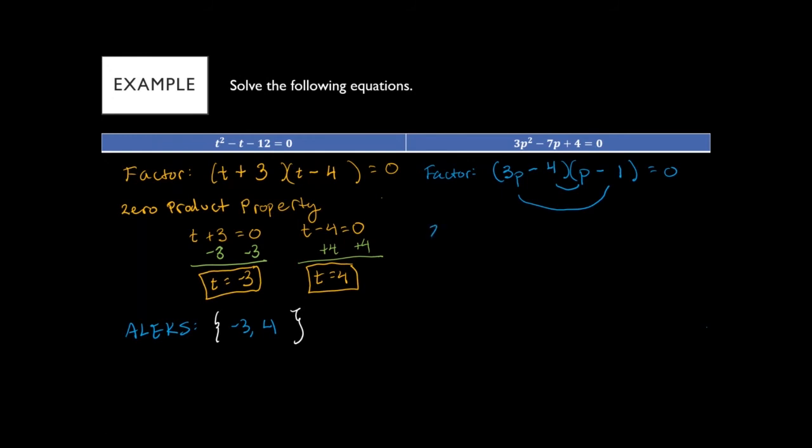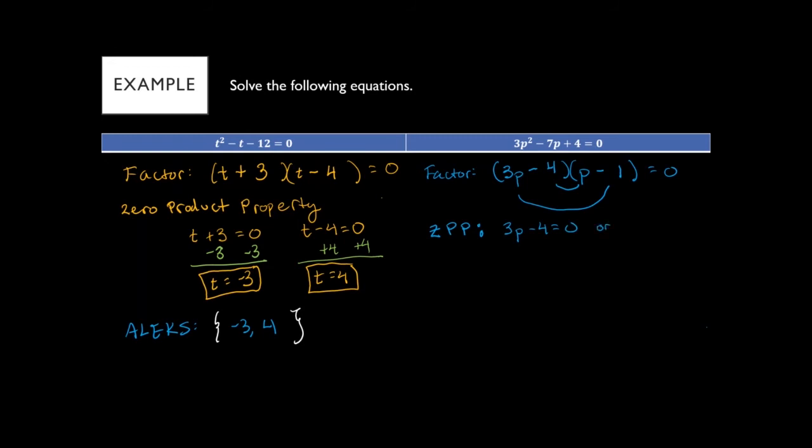So now that I've factored, I'm going to use the zero product property, which I'm just going to abbreviate as ZPP, so I don't have to keep rewriting that. And you set each factor equal to 0. So 3p minus 4 equal to 0.